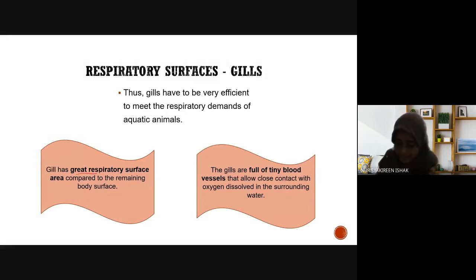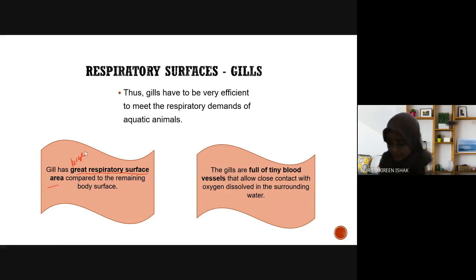Okay, so you remember this great respiratory surface. You can also use another term, large, it's the same. Okay, large respiratory surface area compared to the remaining body surface. And then second, the gills are full of tiny blood vessels. Okay, tiny blood vessels that allow close contact with oxygen dissolved in the surrounding water.